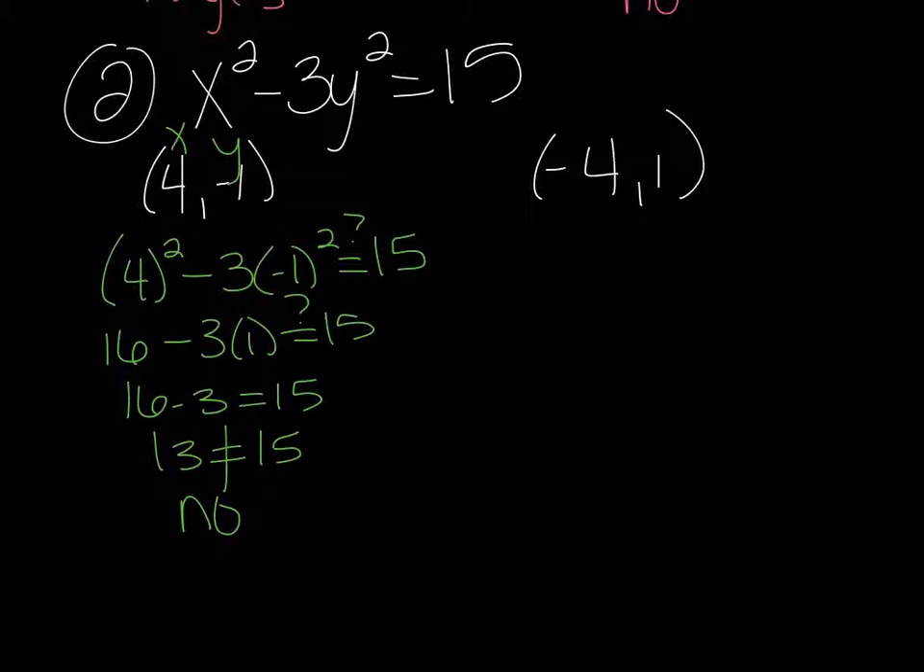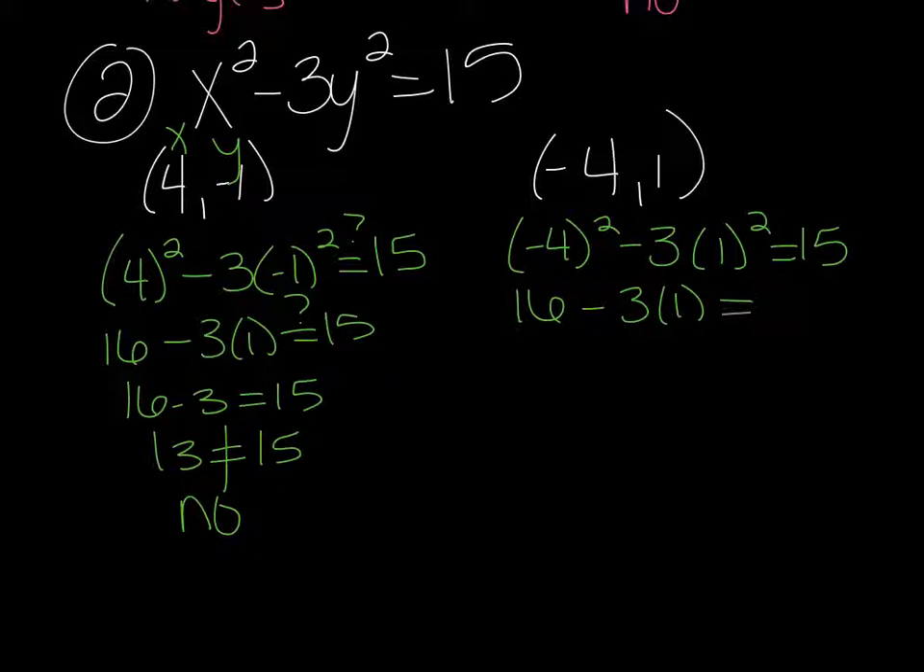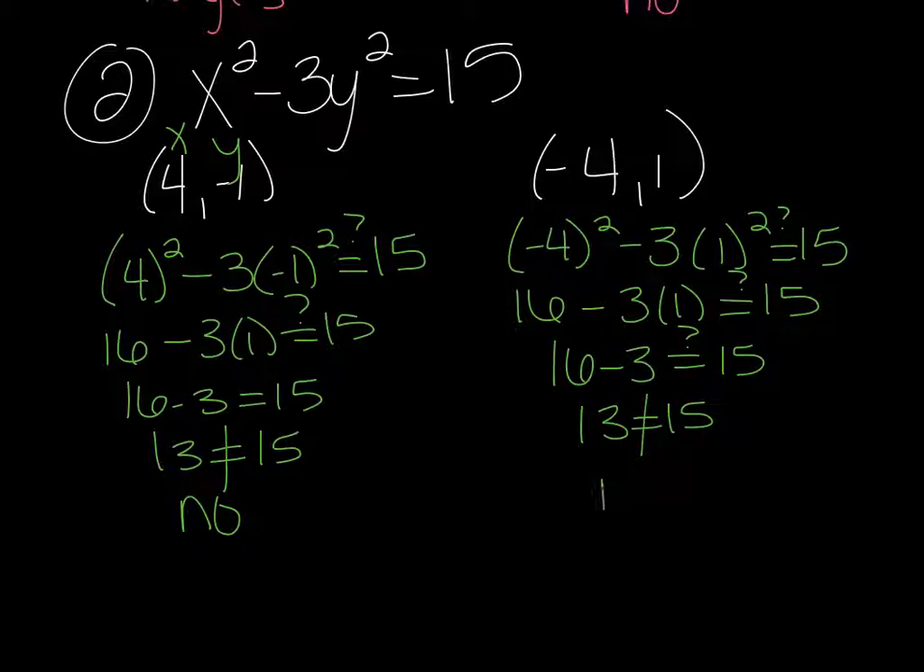I want you guys to take a second, try negative 4, 1, see what you come up with. Okay, so hopefully we got no, right? You actually end up with the same thing, right? 13 equals 15, which is not true. So negative 4, 1 is also not a solution.